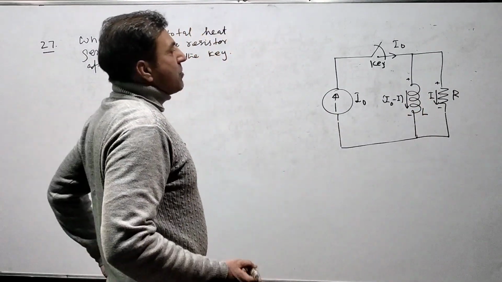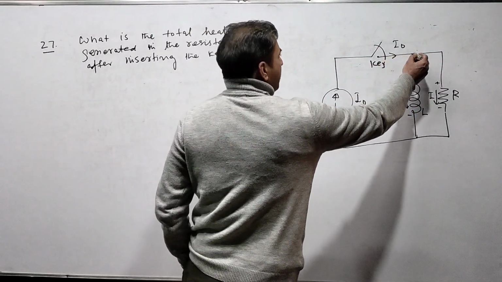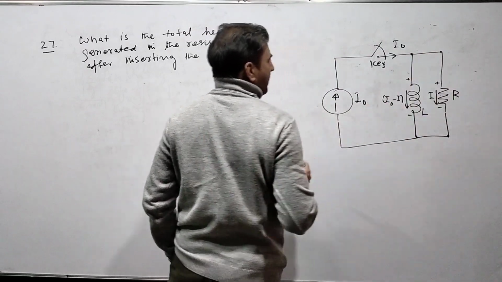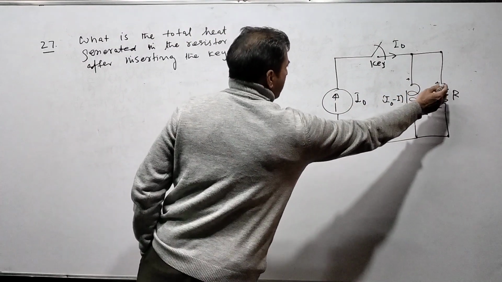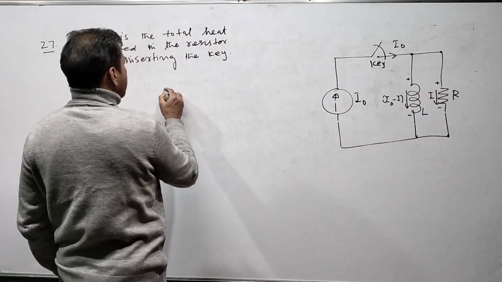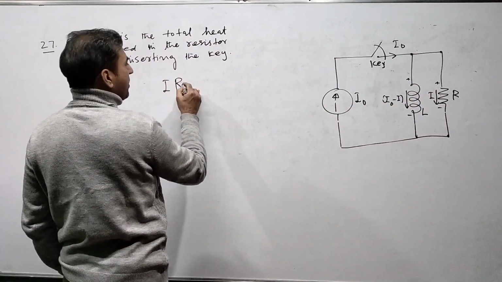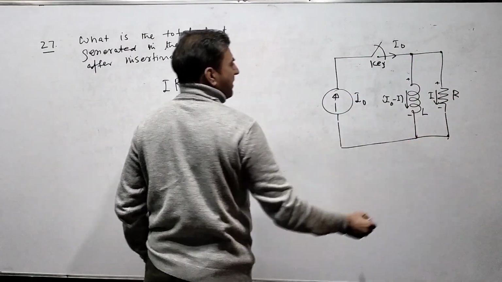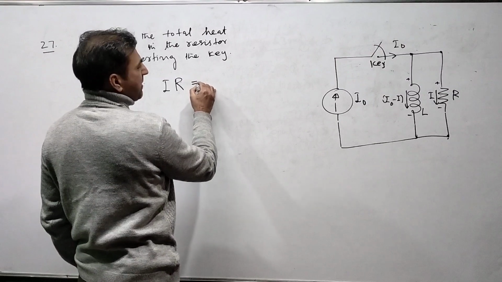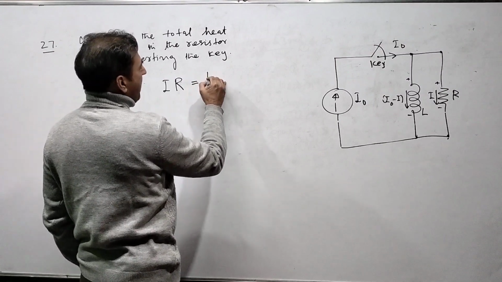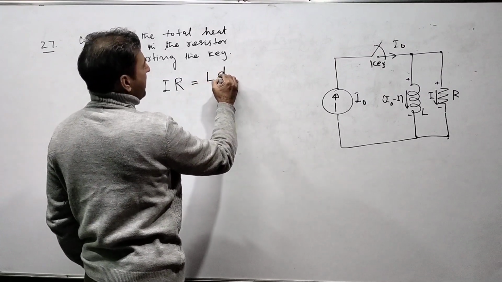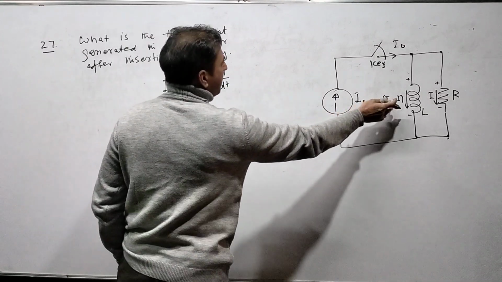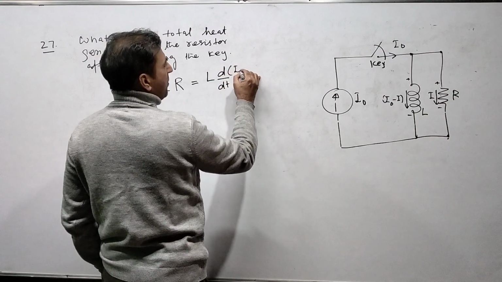So how to do it? The potential difference between these 2 points and between these 2 points is the same because these are parallel elements. So what is the potential difference across the resistor R? That is IR is the potential difference across the resistor. But the same potential difference across the inductor, that is the induced EMF, is equal to L d by dt of current, L di by dt, but that current is I0 minus I.